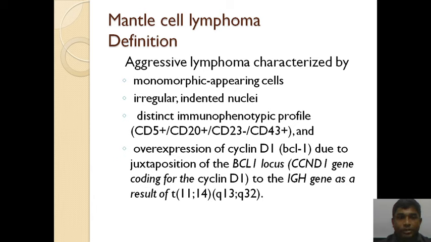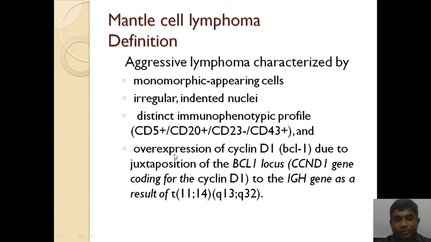Next, we move on to the next group of disorders, mantle cell lymphoma. Compared to the previous two lymphomas, it is an aggressive lymphoma, characterized by monomorphic appearing cells with irregular indented nuclei, and it has a characteristic immunophenotype profile. It is CD5 positive. In that way, it is similar to CLL, which is also CD5 positive. CD20 is positive, as all the B lymphomas are CD20 positive. CD23 is negative, whereas CLL is CD23 positive.